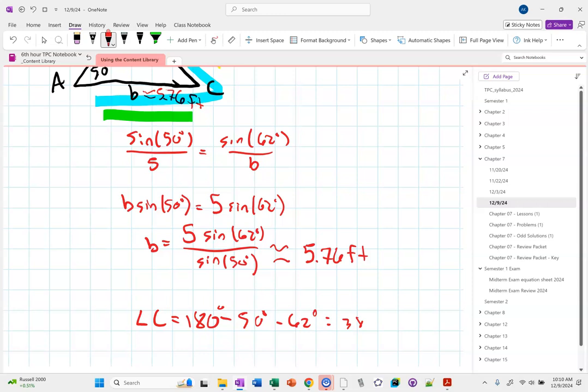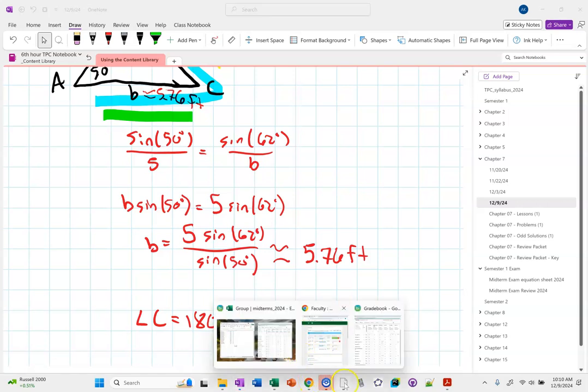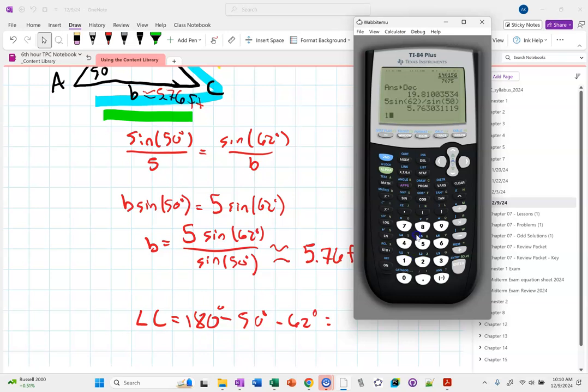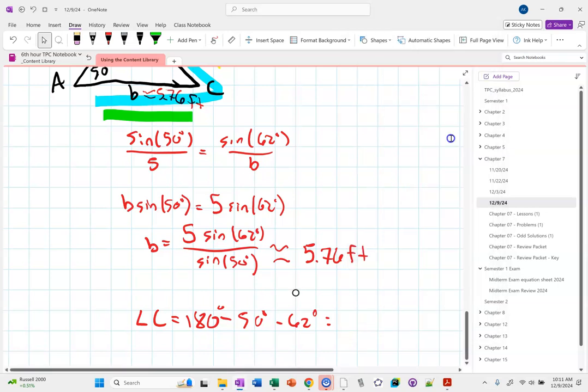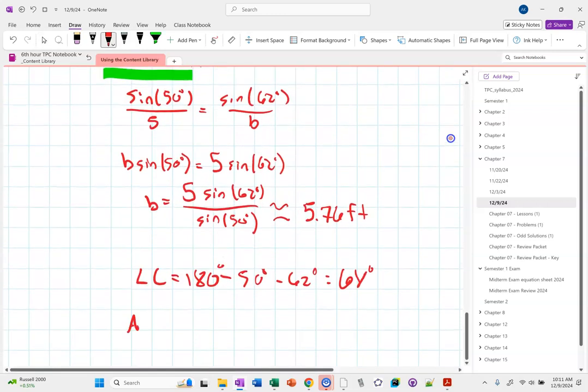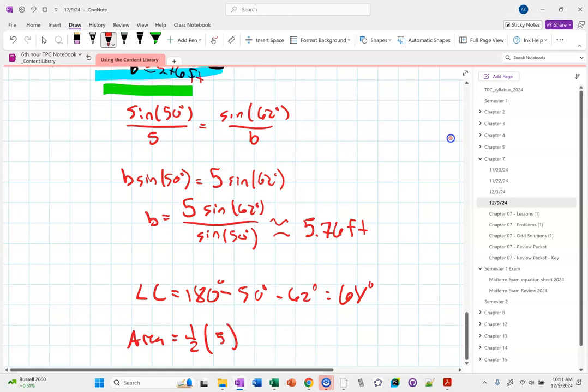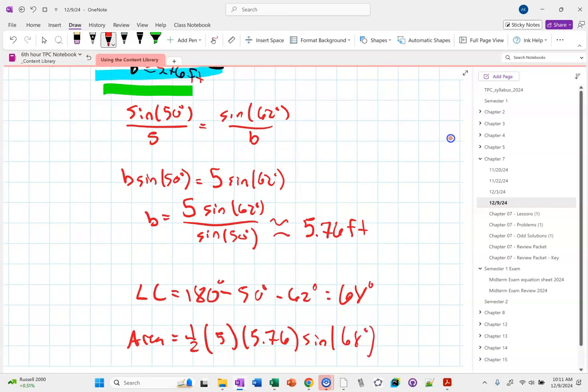No. Yeah? Mental math, you failed me. 68 wasn't even close. So my area then will be 1/2 times 5 times 5.7 times sine 68.